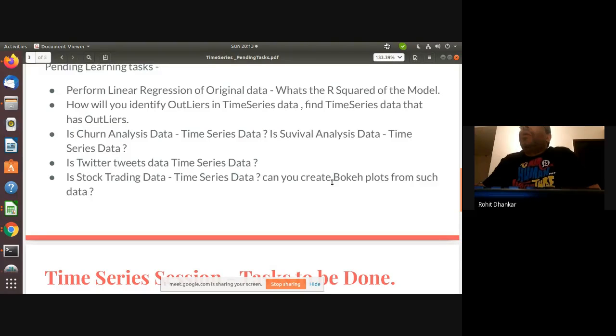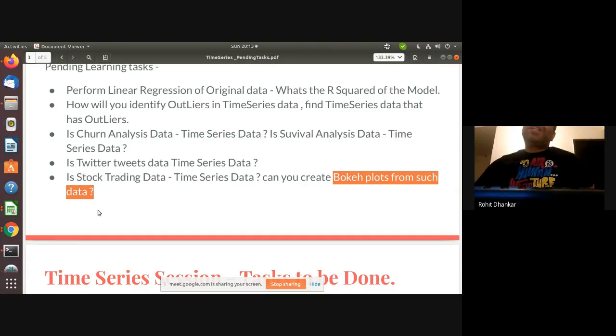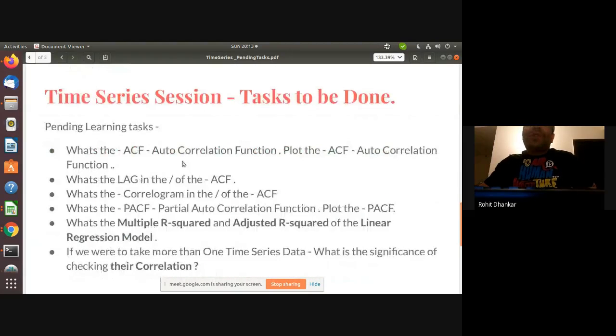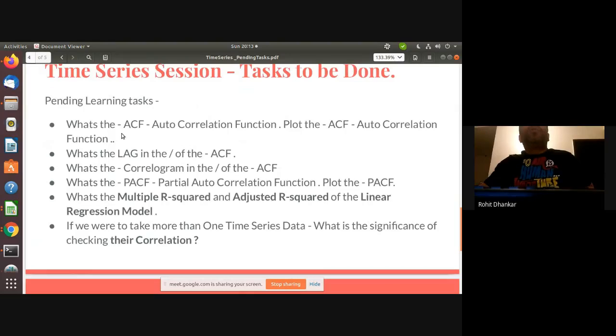So again, Rohan and I will try and work on this, and we'll get you some understanding on whether it is easy or difficult to create bokeh plots for time series data, right? So this is something I'll note down for Rohan and me. So some kind of bokeh plots we will have to do. Doing time series data analysis or visualization with JavaScript is also an option, but then we don't prefer that much. Okay, what's the autocorrelation function, ACF?